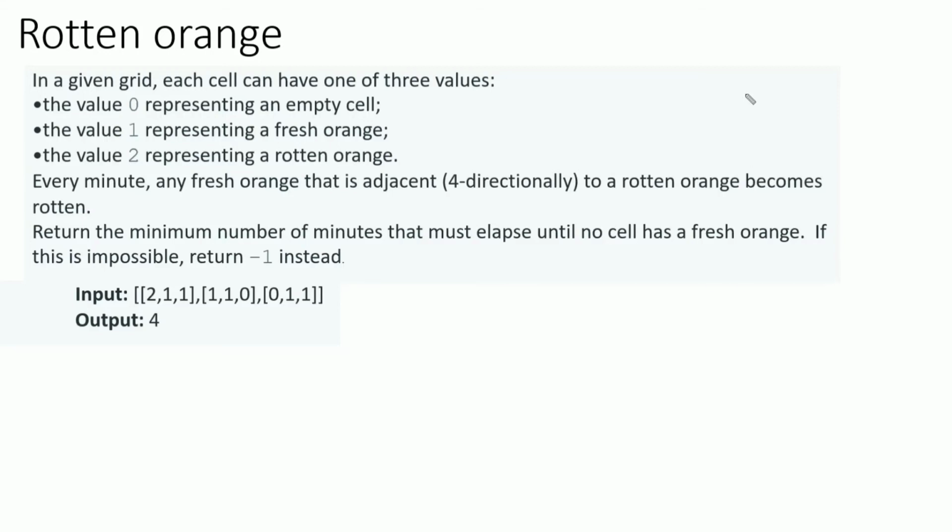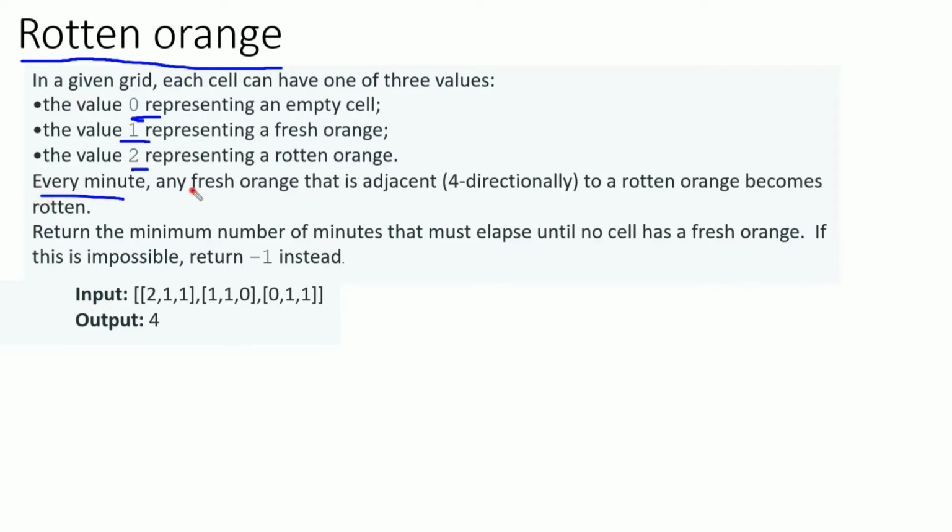Hello friends, in this video I'll be explaining the rotten orange problem. The problem statement is: there will be a grid, and each cell in the grid will contain a value ranging from 0 to 2. Value 0 represents an empty cell, 1 means a fresh orange, and value 2 means a rotten orange. From a cell location we can move in 4 different directions.